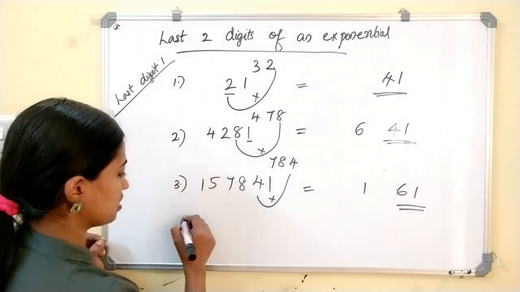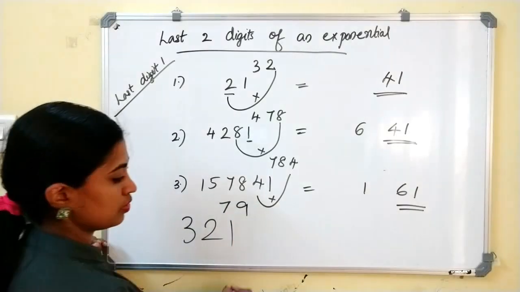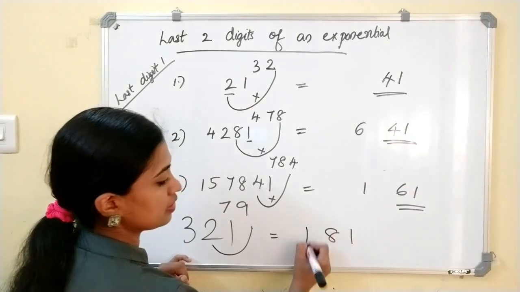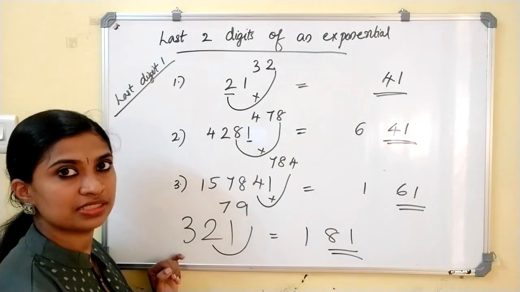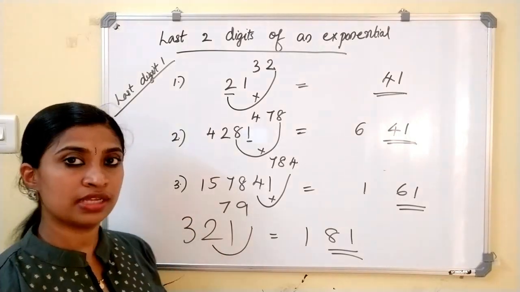If you are considering another example, 320, the last digit is 1. 9 2s are 18. So 81 is the last digits. I think you are clear with the case of 1. Now we can see the other cases.